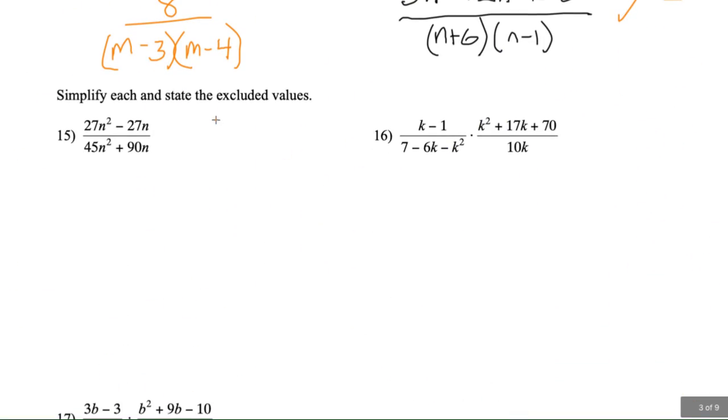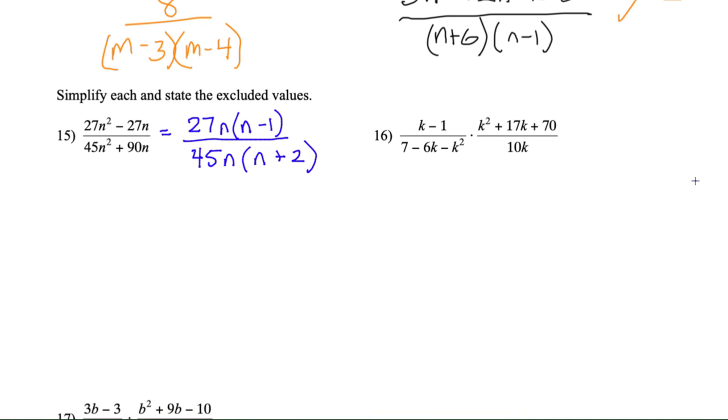Number 15, simplify each and state excluded values. Excluded values are the bad values that are in the denominator. To do this, I'm going to factor the greatest common factor out. On the top, that's going to be 27n times the quantity of n minus 1. On the bottom, I'm going to factor out a 45n times n plus 2. Notice that these n's do cancel out, and that's as much as I can do.